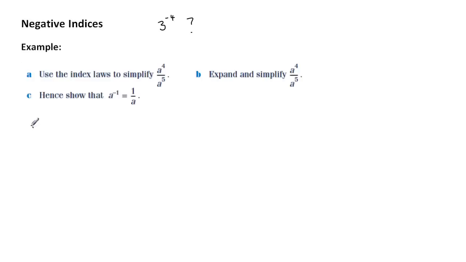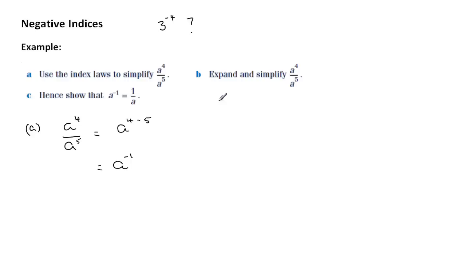Well, the first thing we're going to do is to have a look at applying the index laws to simplify a fraction like this, a to the power of 4 over a to the power of 5. Now we know that our index laws say that if the bases are the same, which they are in this case, then we subtract the indices. And when we simplify this down, we have a to the power of 4 minus 5, which is -1. So there we go, a negative index.